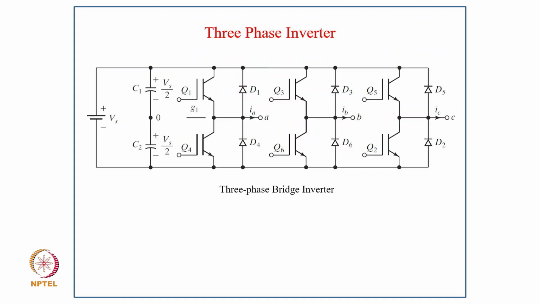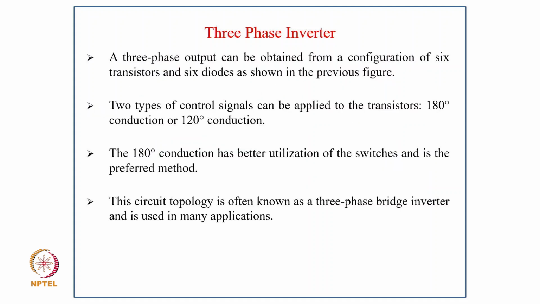Then this is another three-phase bridge inverter. So a three-phase output can be obtained from a configuration of 6 transistors and 6 diodes as shown in the previous figure. Two types of control signals can be applied to the transistors: 180-degree conduction or 120-degree conduction. And 180-degree conduction has a better utilization of the switches and is the preferred method. This circuit topology is often known as the three-phase bridge inverter and is used in many applications.